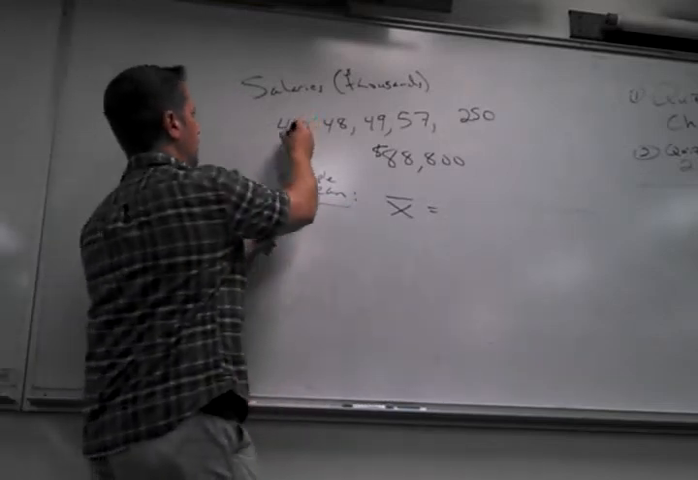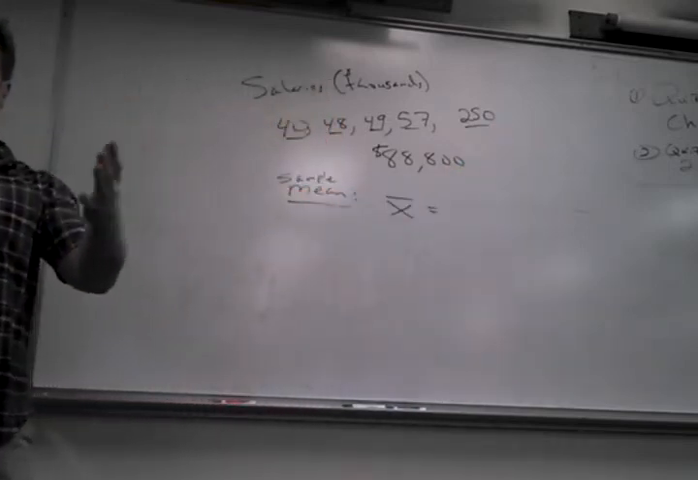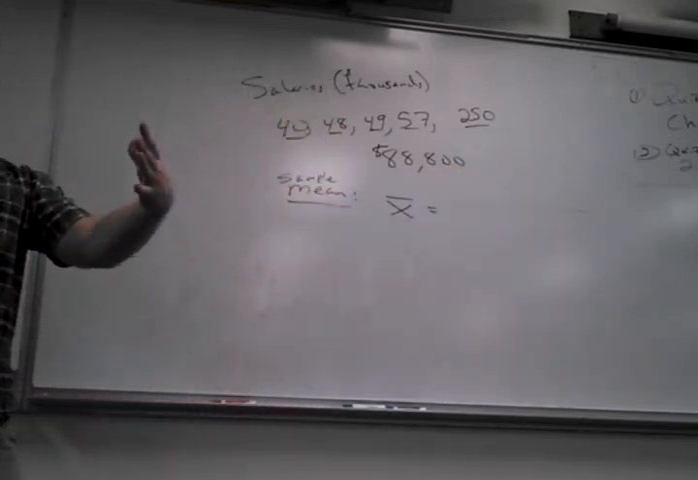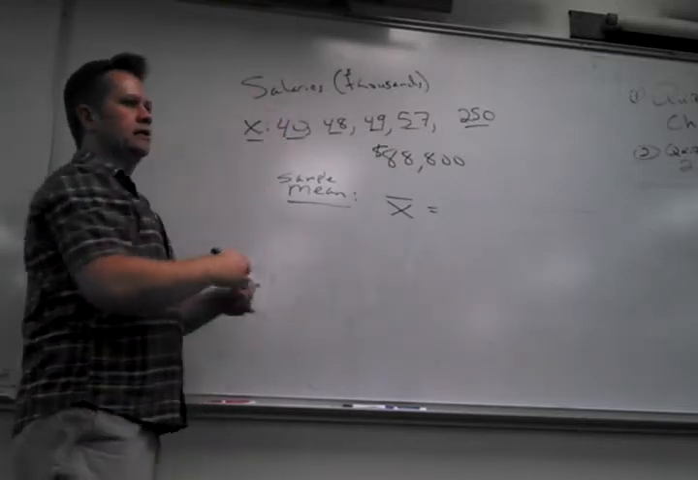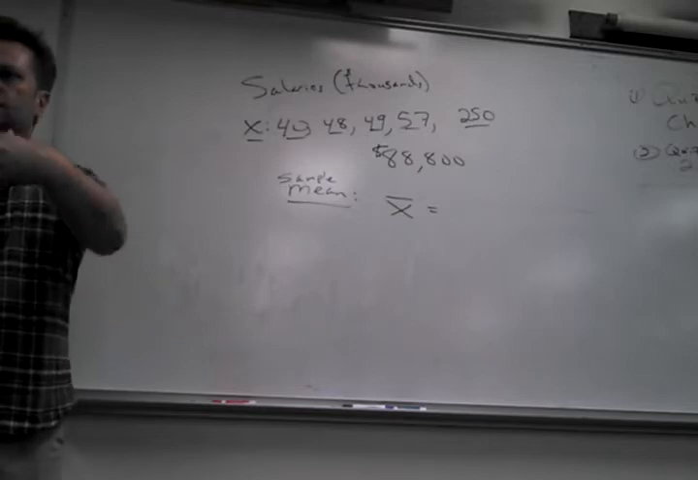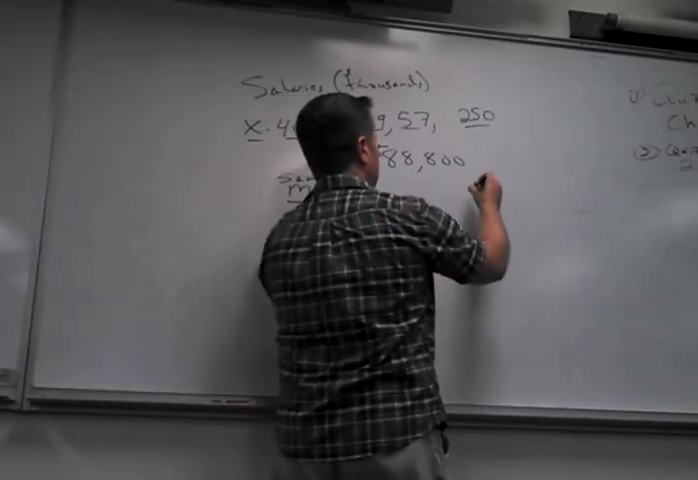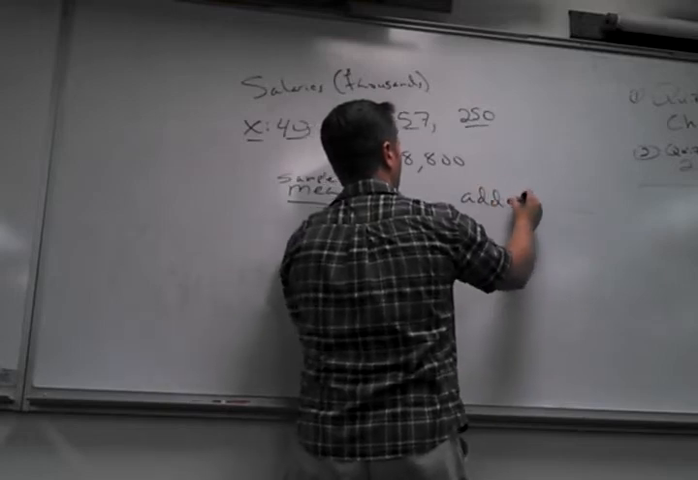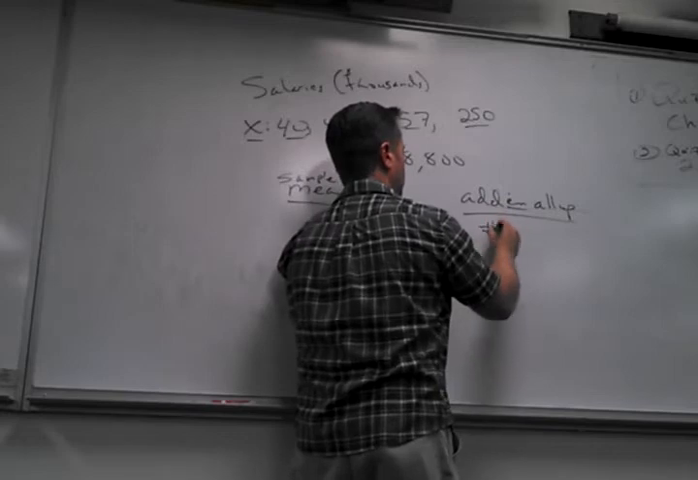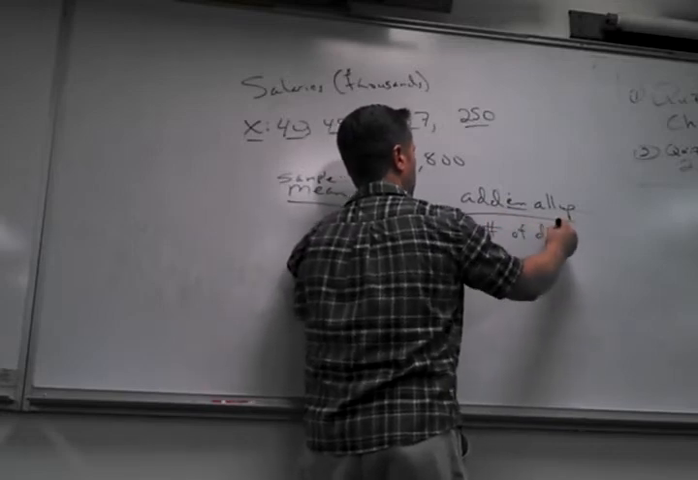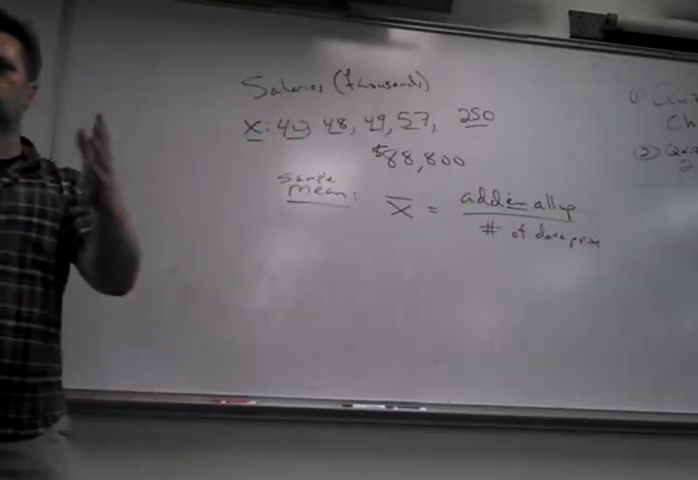So what letter do you think represents all the different values? What letter do we use in algebra to represent a whole bunch of possible values? X. So this list would be the list of X's, the list of values, the list of variable values. You guys semi with me? So in English, this is add them all up, divided by the number of data points. How are we doing there? Is that cool? That's in English, right?